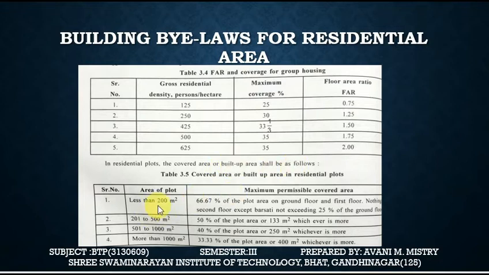Area of plot is less than 200 meters square: 66.67% of the plot area on the ground floor and first floor, nothing on the second floor except versatility not exceeding 25% of the ground floor. Then 201 to 500 meters square, 50% of the plot area or 133 meters square, whichever is more.